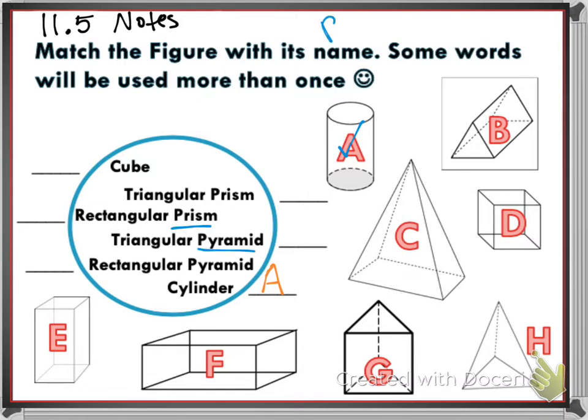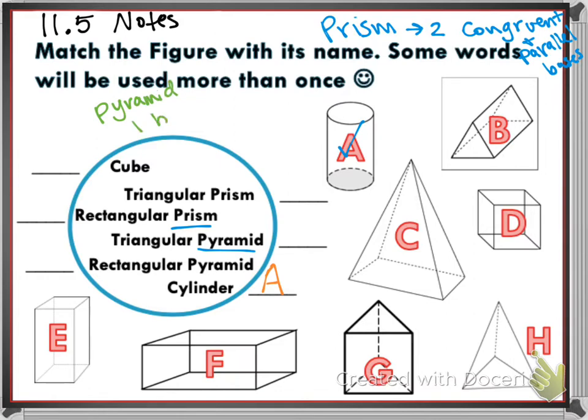A prism, and we'll talk about it today, a prism will have two congruent and parallel bases. If you don't know that, I would write that in. A pyramid, let's see where I have room. A pyramid will have one base, and it will be across from the vertex. Okay, so we'll talk about it.